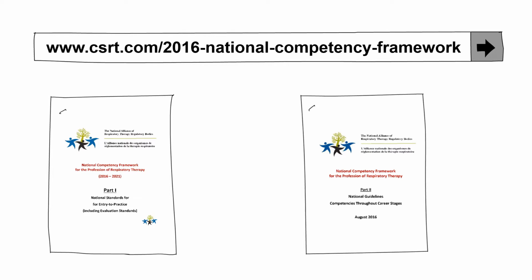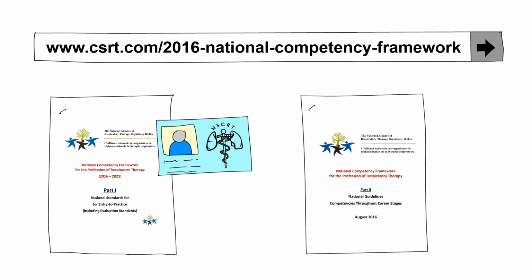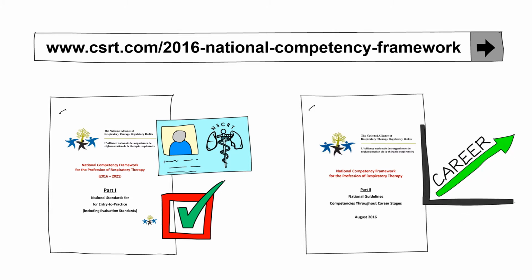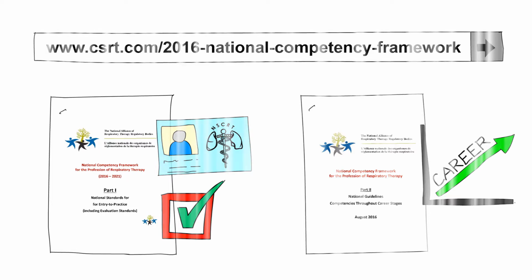Part 1 of the framework outlines the national standards of competencies required for entry to practice. This is used for credentialing and licensing. Part 1 also includes the evaluation criteria required for accreditation purposes. Part 2 of the framework provides guidelines for respiratory therapists as they move forward in their career path. This video will focus on Part 1 of the framework.